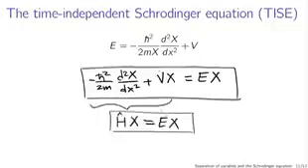This equation itself is called the time-independent Schrodinger equation, or TISE if I ever use that abbreviation. And this is really the hard part of any quantum mechanics problem.